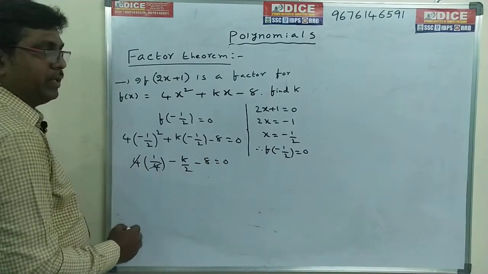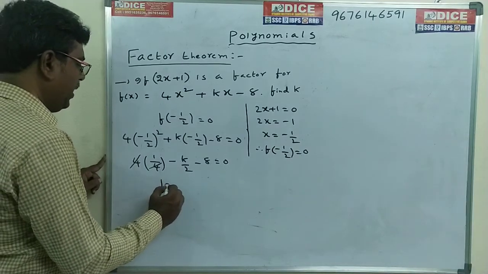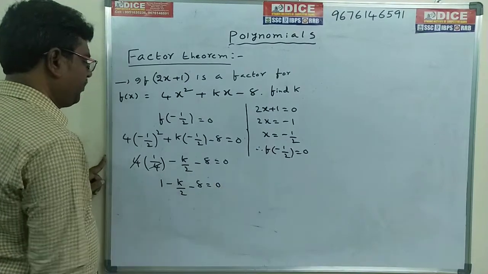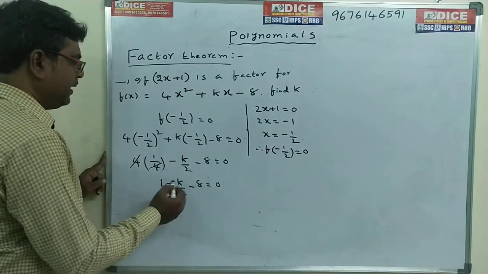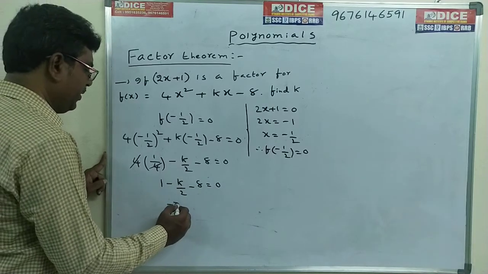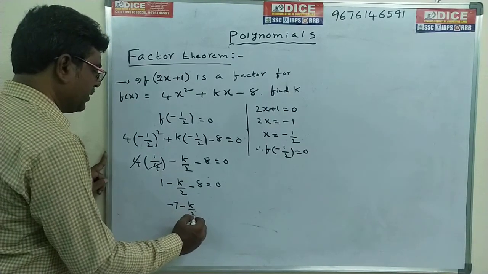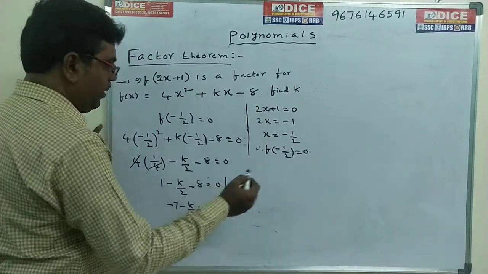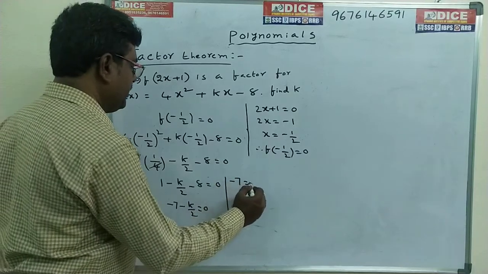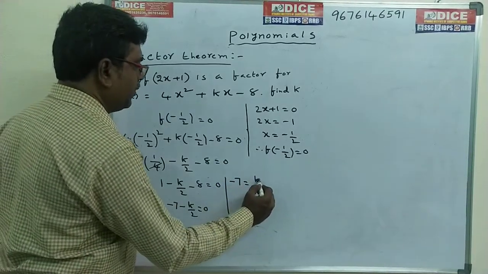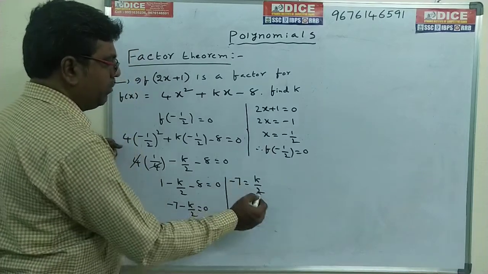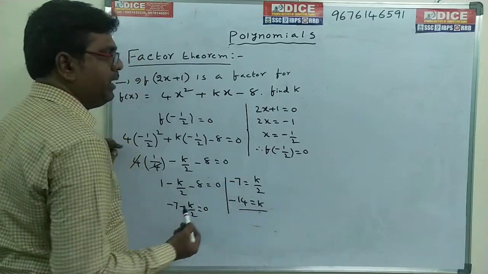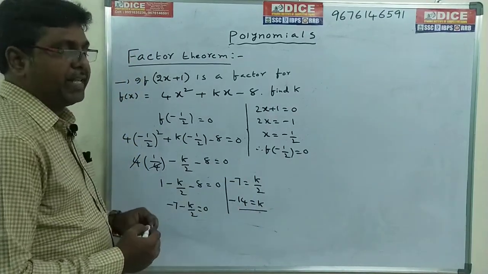This 4 cancels. So 1 minus k by 2 minus 8 is equal to 0. So 1 minus 8, how much? Minus 7. Minus 7 minus k by 2 is equal to 0. So I am sending k by 2 to that side. Minus 7 is equal to, that side becomes plus k by 2. Send 2 to this side, 2 into minus 7, minus 14 is equal to k. So the value of k is minus 14.